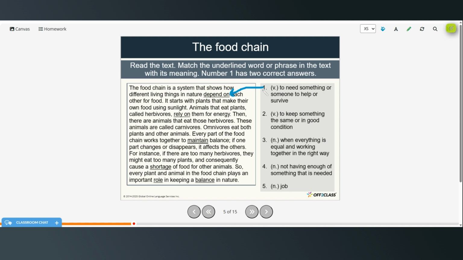All right, so to need something or to help someone survive, that is depend on and also rely on. So those are the two answers for number one. To keep something in the same or in good condition is to maintain. When everything is equal and working together in the right way is balance. Not having enough of something that is needed is shortage, and a job is a role.